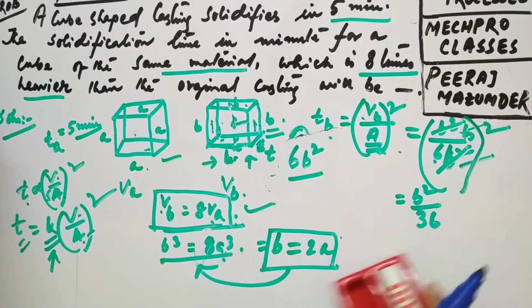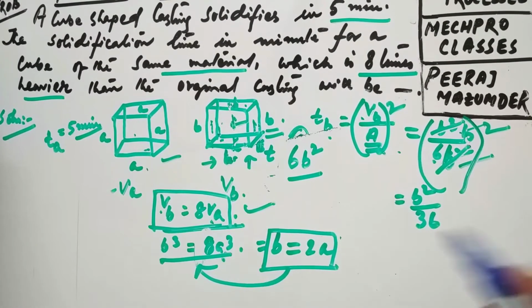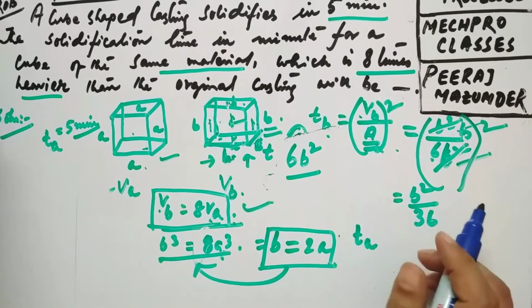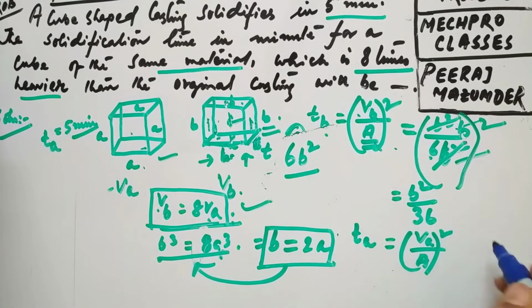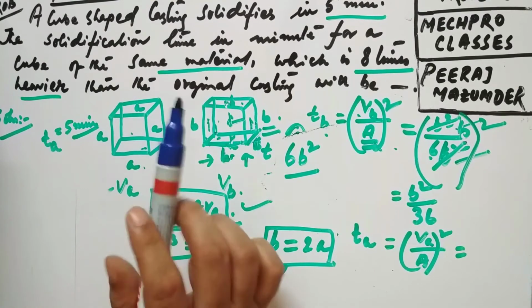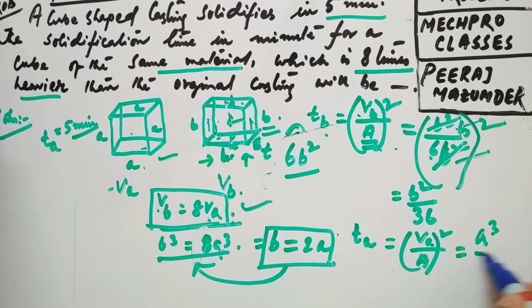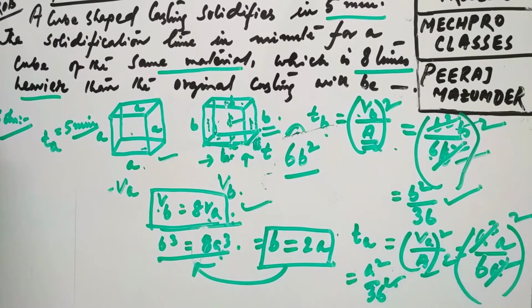Now let us calculate similarly for the original one. Okay, for the original one we have TA. Okay, so TA will be VA by A whole square. Okay, now VA is, look, the sides are given as A. Okay, so I can write A cube by surface area. Surface area is similarly 6A square, and that will be whole square. Okay, so it will come as A, that means A square by 36. Similarly, like this one, B square by 36, and this one A square by 36.